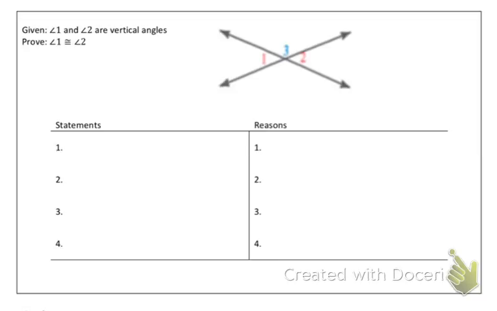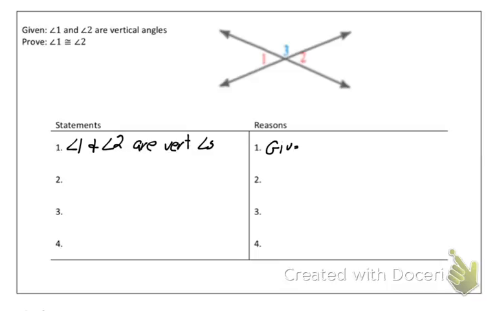Okay, last proof. We've seen this exact proof before, actually. It says, given angle 1 and angle 2 are vertical angles, we're going to prove that angle 1 is congruent to angle 2. So our first thing is going to be: angle 1 and angle 2 are vertical angles, given.